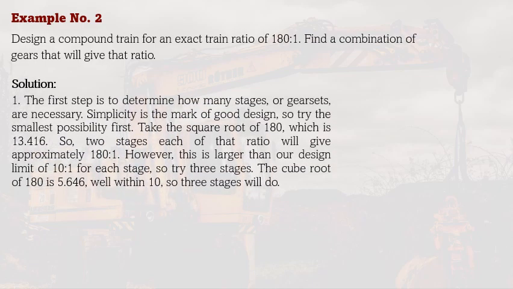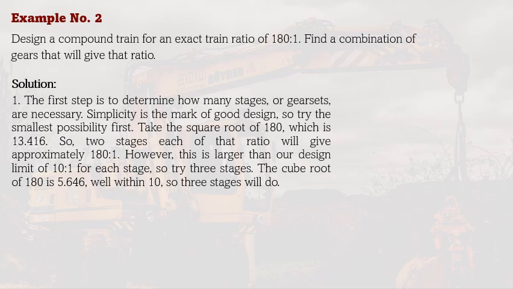So the first step is to determine how many stages or gear sets are necessary. Simplicity is the mark of a good design, so I'll try the smallest possibility first. We can do this by taking the square root of our 180, which is our given gear ratio, which is 13.416. So 2 stages each of 13.416 will give approximately 180:1. However, this is a larger ratio than our design limit of 10:1.